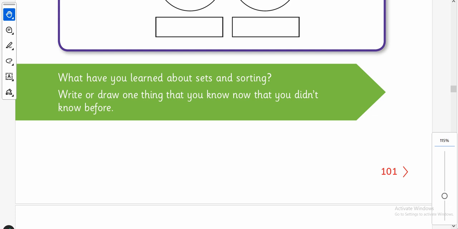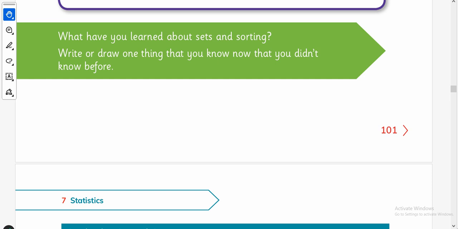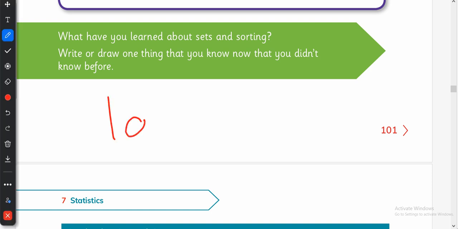What have you learned about sets and sorting? You can ask the child, what have you learned? And write or draw one thing that you know now that you didn't know before. Maybe they draw something about sorting. Now I can sort my socks. Now I can sort my toys. Now I can sort the houses in my street or the houses in Lahore, in Pakistan: houses with a lawn, or the garden, or houses without a garden.